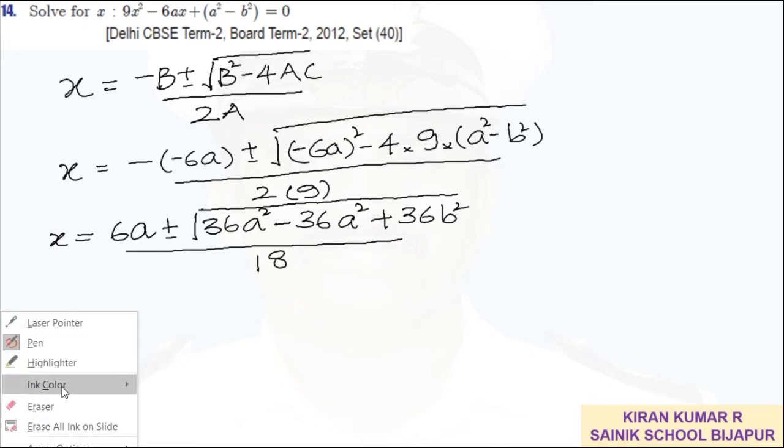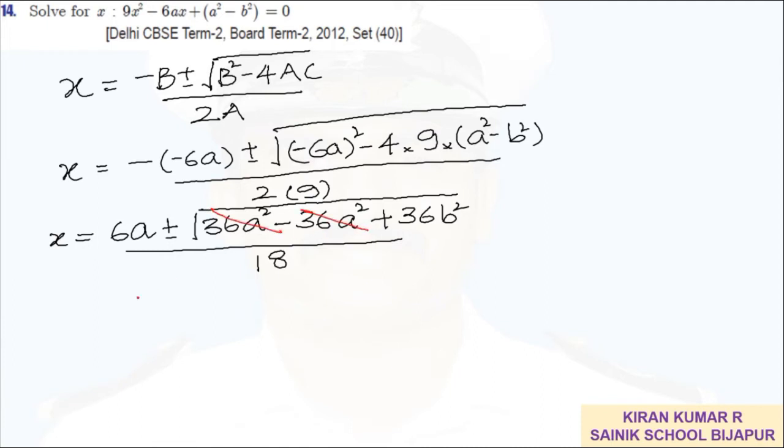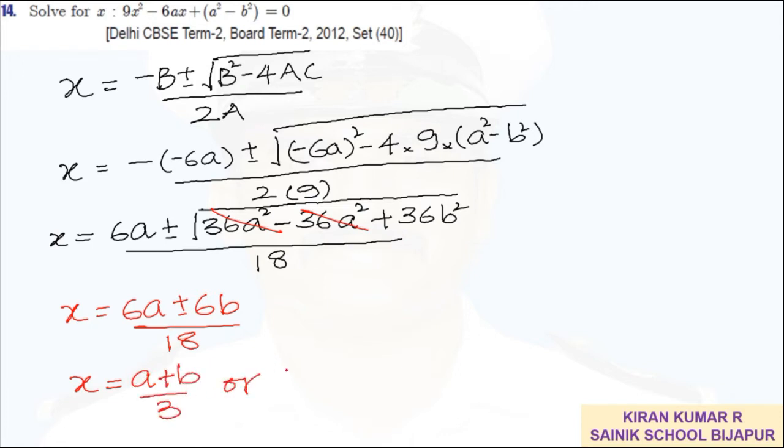Observe, there is some term which is getting cancelled. This 36a square will get cancelled and you will be left with 6a plus or minus root of 36b square, which is 6b, divided by 18. Therefore, I can consider a plus. So it becomes 6a plus 6b by 18. 6a can be taken common. It becomes a plus b by 3 or a minus b by 3. These are the roots.